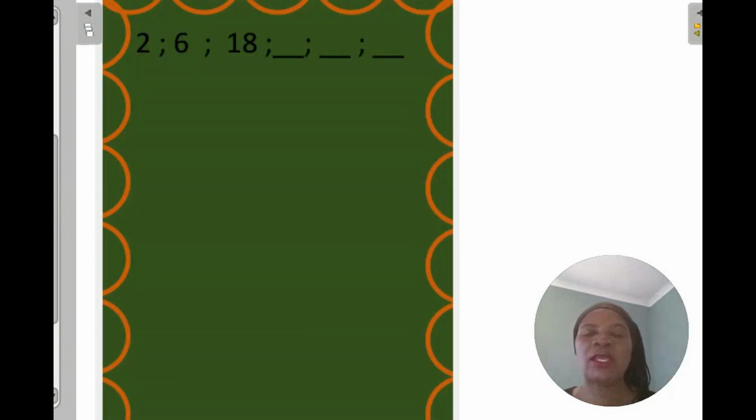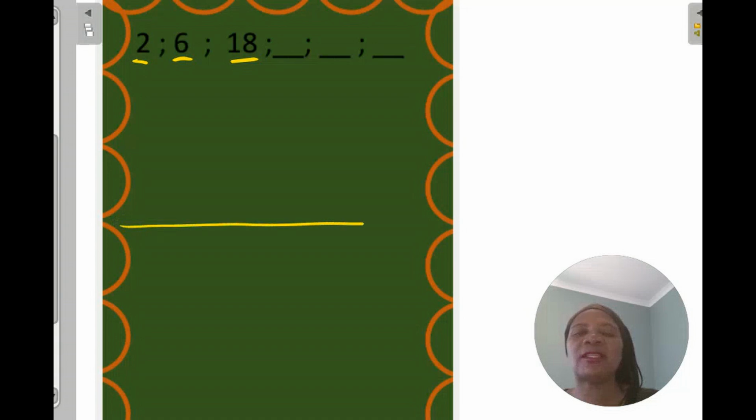Let's see this one. We have got 2, we have 6, we have 18. Okay, what do we see? Increasing or decreasing? You can see that they are increasing.